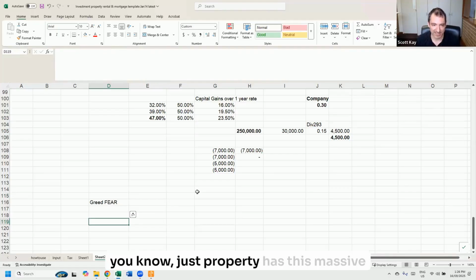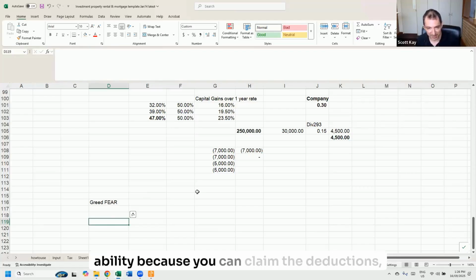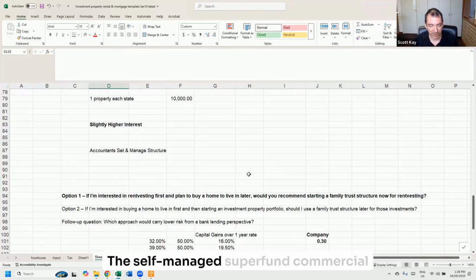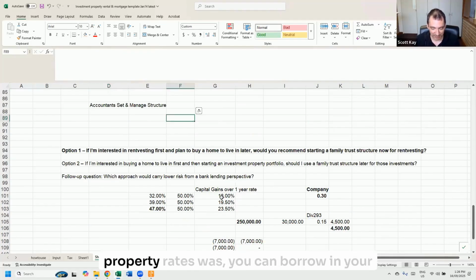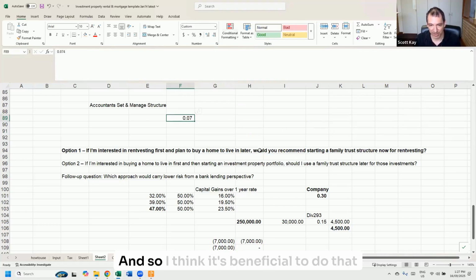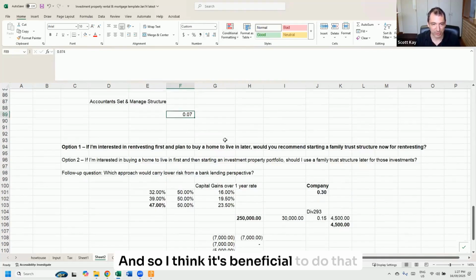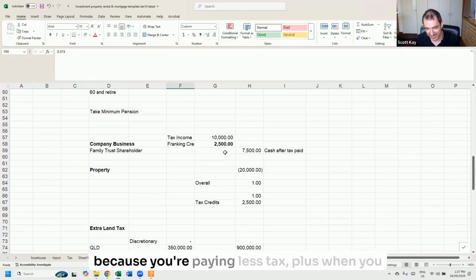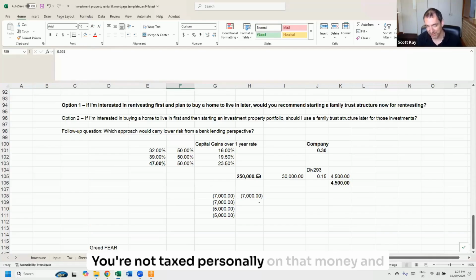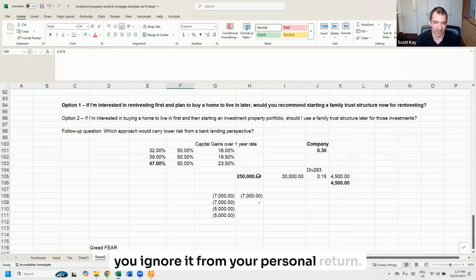So property has this massive ability because you can claim the deductions, and because you can borrow at sometimes under 7% rates. With a self-managed super fund commercial property loan, you can borrow in your self-managed super fund for under 7.5%. I think it's really beneficial to do that because you're paying less tax. Plus, when you retire, it can be tax-free. You're not taxed personally on that money and you ignore it from your personal return.